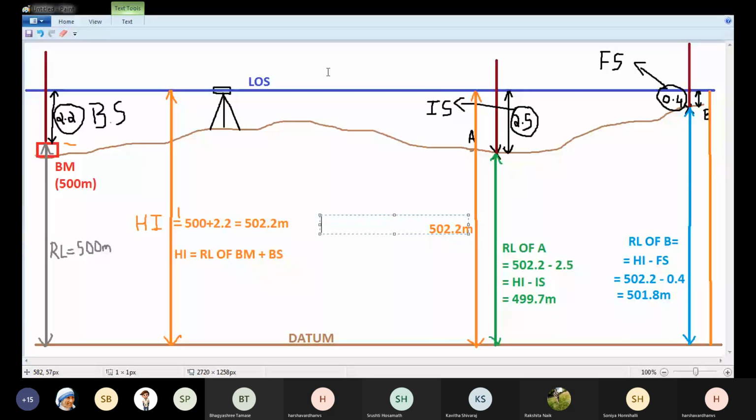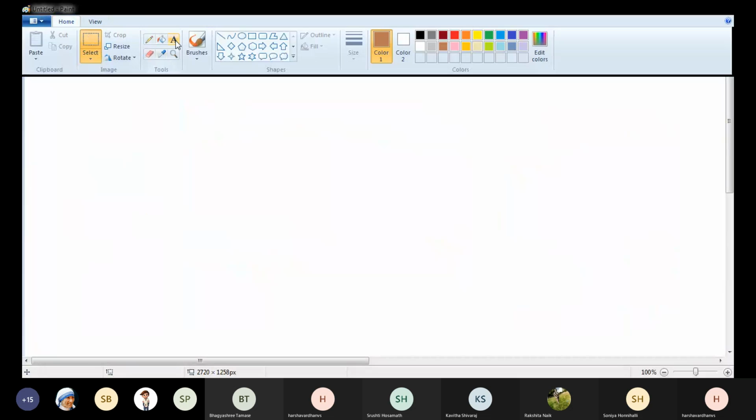Okay, moving on. The first type of leveling is differential leveling. In the direct method of leveling, there are many types: differential leveling, fly leveling, profile leveling, check leveling, reciprocal leveling, etc. We also have simple leveling. I'll first explain simple leveling.